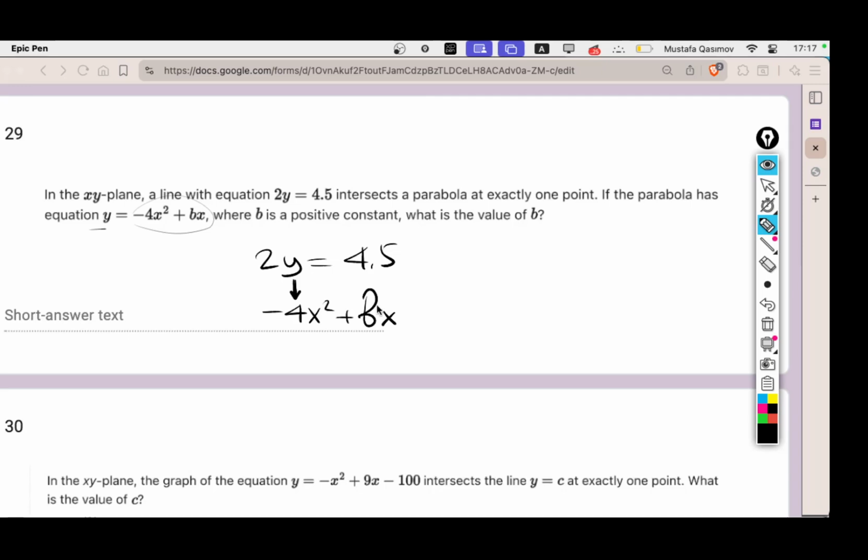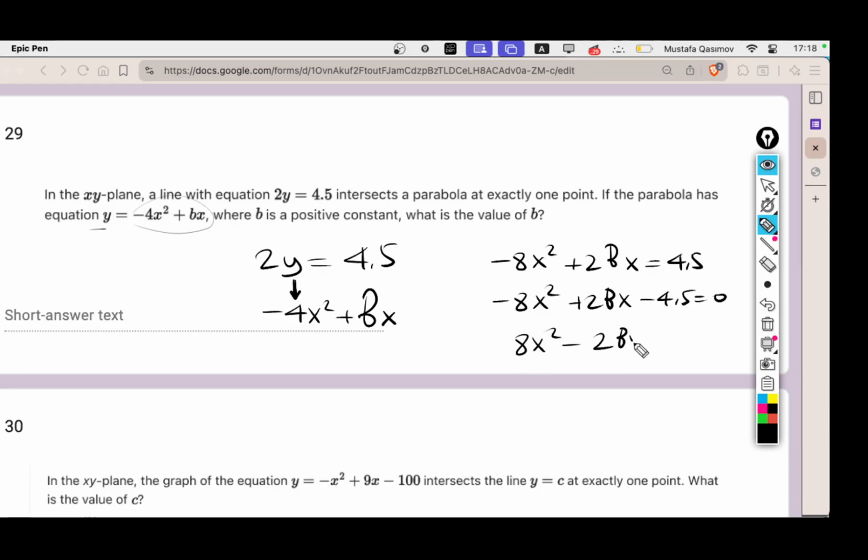Two multiplied by -4 will be -8x squared plus 2bx is equal to 4.5. So -8x squared plus 2bx minus 4.5 is equal to 0. Then you have to write 8x squared minus 2bx plus 4.5 is equal to 0. Then you have to just make the discriminant equal to 0. Is it clear for everyone? Yes.